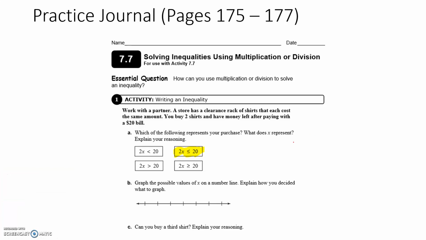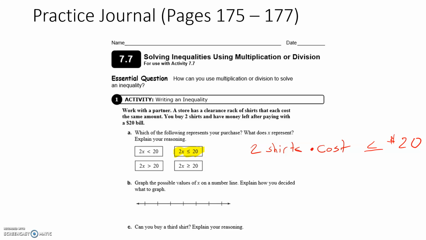So I have 2 shirts times the cost has got to be less than or equal to $20. Okay, and so that's what that inequality is saying. 2 shirts times the cost has got to be less than or equal to $20.